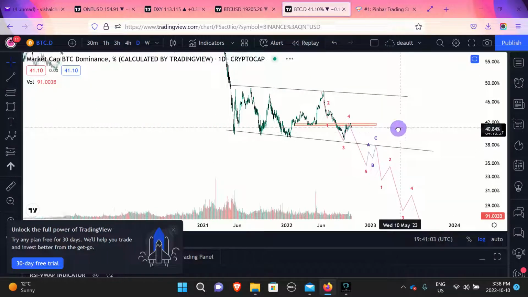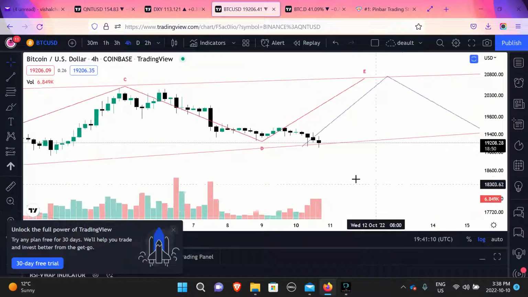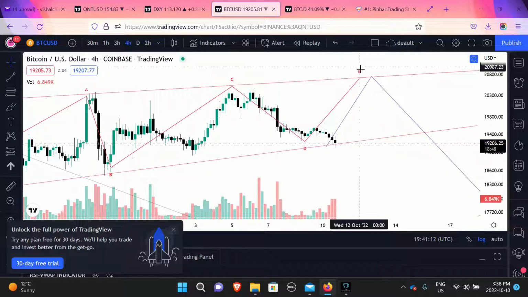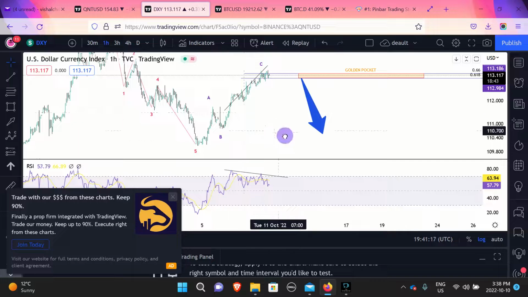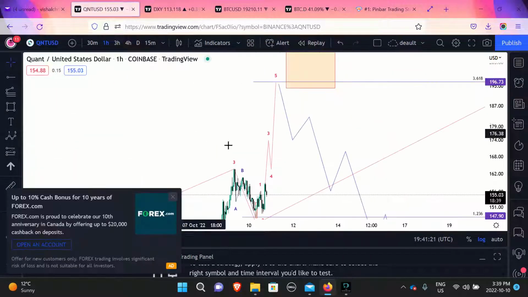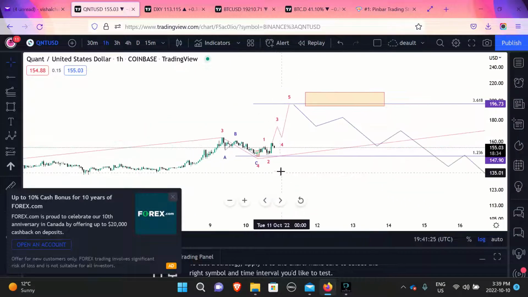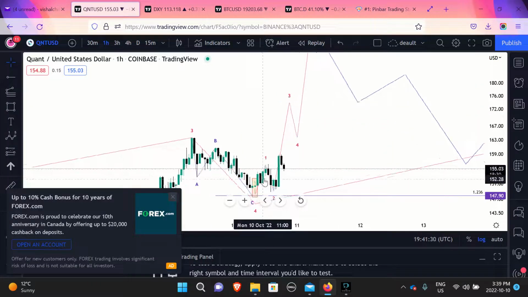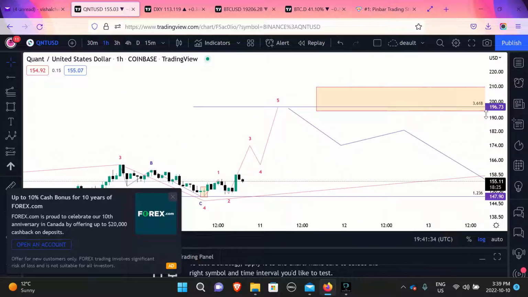That's it, guys. Everything is looking good. So we have a bearish Bitcoin dominance, which is good for the altcoin market cap. We have Bitcoin forming a possible bullish pin bar going up to do our E wave and then back down. We have our DXY looking bearish and rejecting off our golden pocket with a bearish divergence. We have Quant following the plan as I told you it would, ABC, and then starting our 1, 2, 3, 4, 5 waves up to our 195 area.